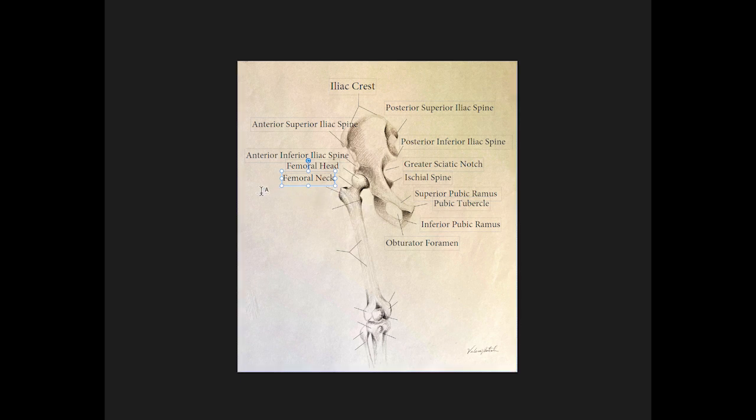The one that's on the lateral side, the larger one, that's going to be our greater trochanter. And then this one right here is going to be our lesser trochanter. Then we're going to have the shaft. I'm just going to call it the femoral shaft. You could also call it the shaft of the femur.